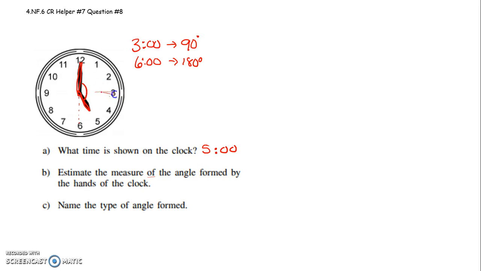Well, now I'm trying to get technical, and I say if this is 90, if I take 90 and divide by 3, 90 divided by 3 is 30. So I would guess at 1 o'clock it would be 30 degrees. At 2 o'clock, 30 and 30 is 60 degrees. 3 o'clock, I'm up to 90 degrees. 4 o'clock would be another 30. 90 plus 30.